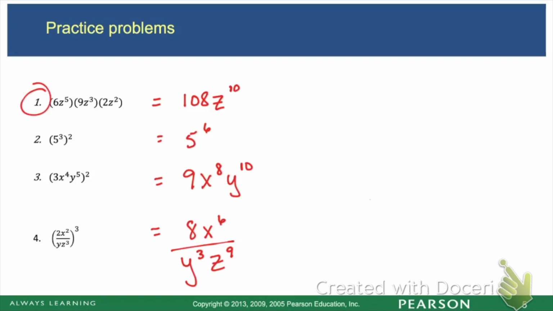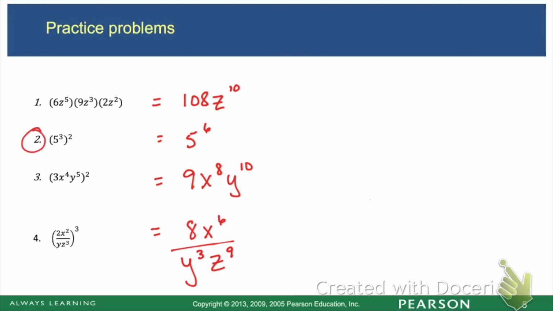The first one, you're just multiplying, so notice you didn't have any exponents outside the parentheses. They were all on the inside. So we're going to multiply your coefficients first. So I just took 6 times 9 times 2 and got 108. And then for my z's, all I do is add up all the exponents. So 5 plus 3 plus 2 is 10. So my final answer, 108 z to the 10th.